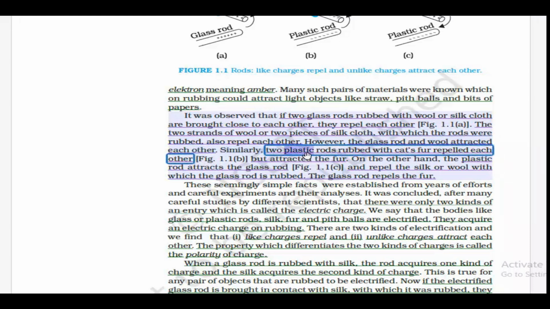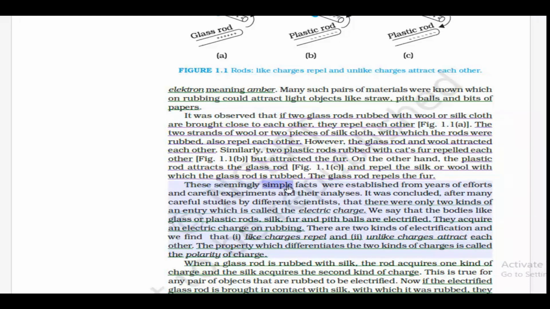Similarly, two plastic rods rubbed with cat's fur repelled each other, Fig 1.1b, but attracted the fur. On the other hand, the plastic rod attracts the glass rod, Fig 1.1c, and repels the silk or wool with which the glass rod is rubbed. The glass rod repels the fur.